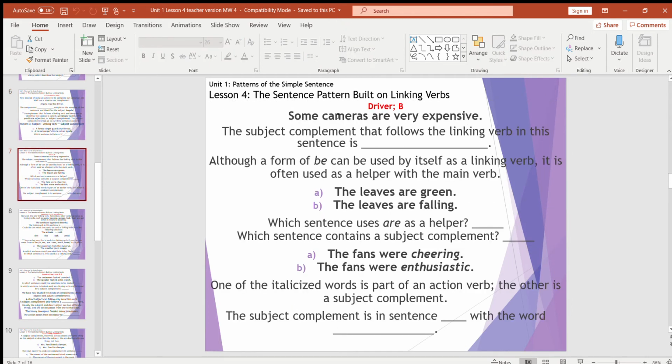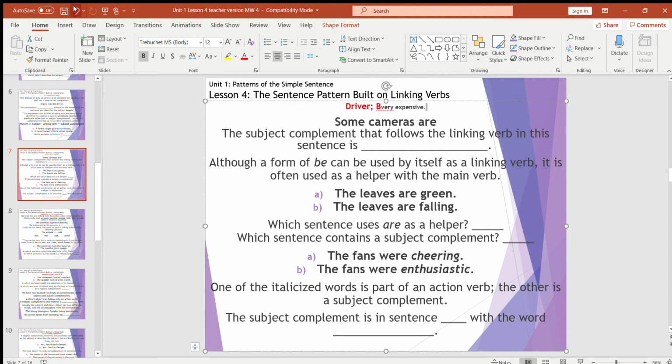All right. So same type of thing. Some cameras are very expensive. So we have the linking verb are, and we ask ourselves, what are cameras? To find the subject complement, you ask yourself, what are cameras? Oh, cameras are expensive. Remember, the complement finishes off the sentence, because if I just said some cameras are, you'd be like, what are some cameras? But the subject complement finishes it off. They are expensive. I don't know how I just did that.